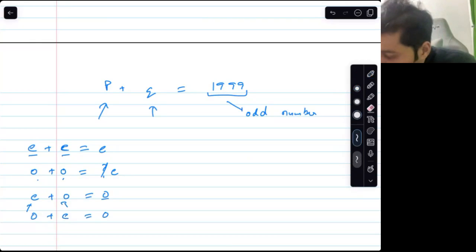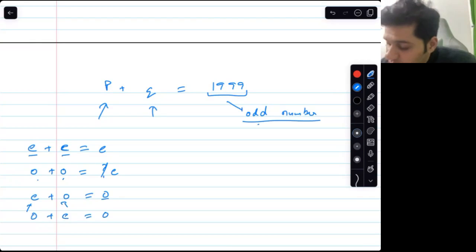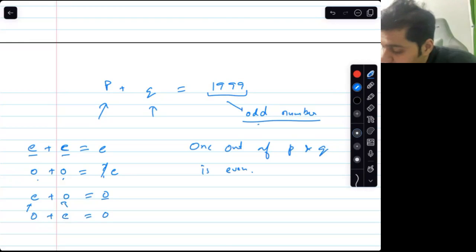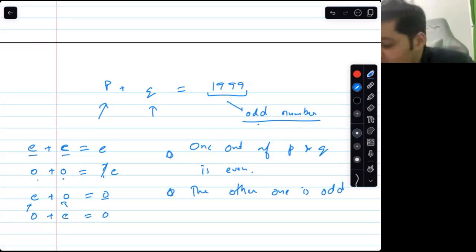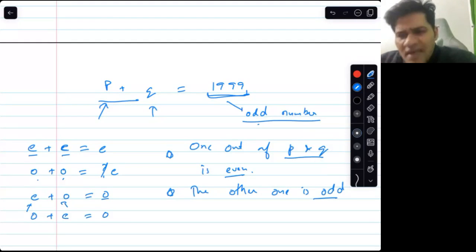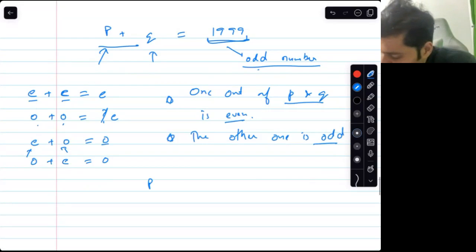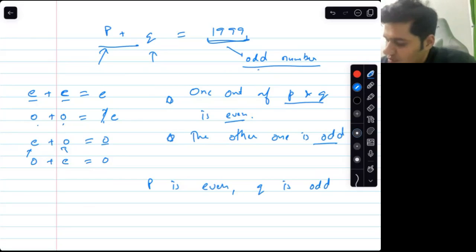So this tells me one more thing, that one out of P and Q is even. The other one is odd. Do you agree with this deduction? That yes, if P plus Q equals 1999, which is an odd number, then one out of P and Q is even, the other one is odd. Let's say P is even, assume P is even, Q is odd, or whichever way you want.